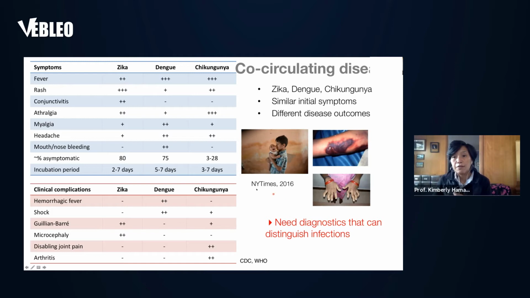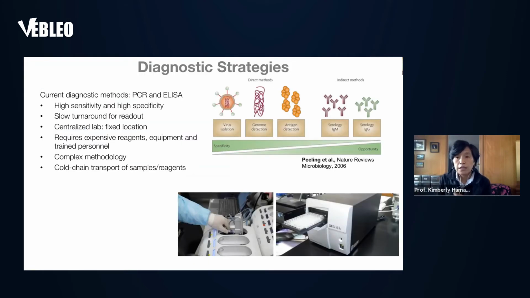So you can see that if you're confronted with a patient who has these initial symptoms, how you're going to treat them is really different depending on what they've been infected with. So you need a diagnostic to be able to distinguish between these infections. Now, currently, the state of the art for diagnosing infections is PCR and ELISA. These are methods which are highly sensitive and specific, and they've been used successfully all over the world.